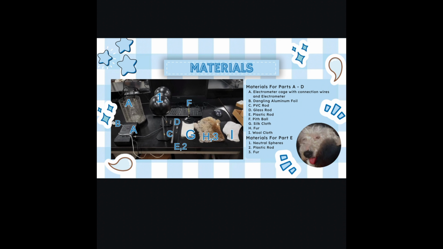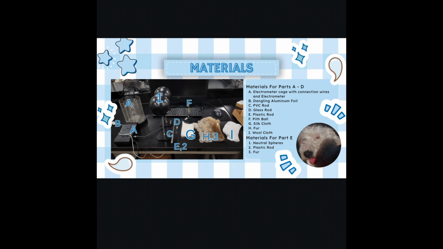C is a PVC rod. D is a glass rod. E is a plastic rod. F is a pith ball, which is basically just a tiny piece of aluminum foil dangling from a string, and it's meant to be a neutral, conductive, and isolated sphere. G is a silk cloth. H is a piece of fur. I is a wool cloth.